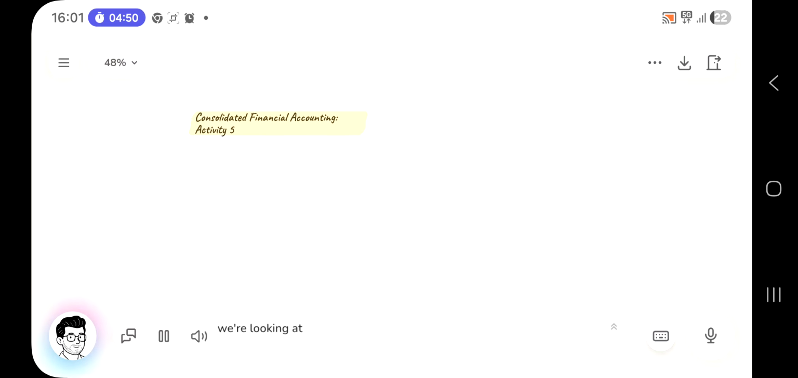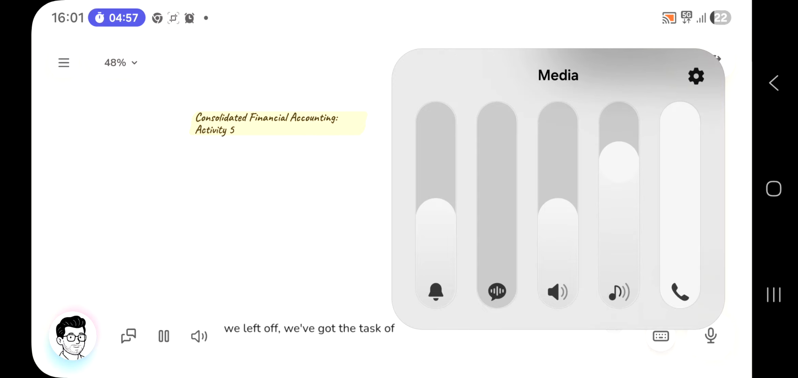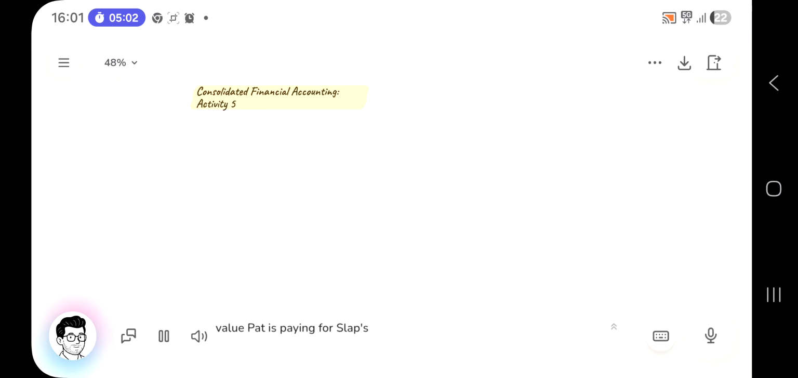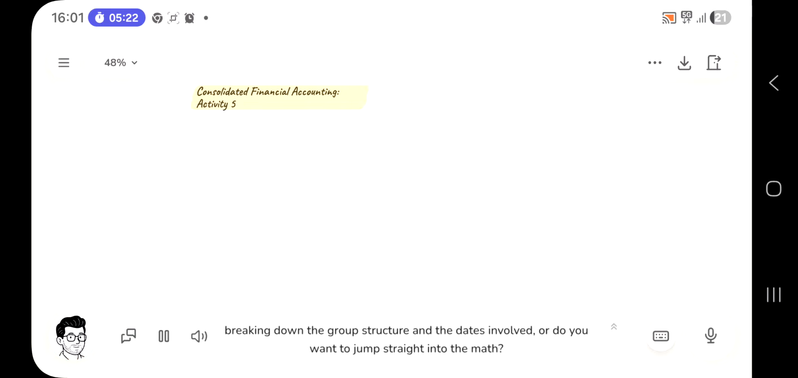So, we're looking at that goodwill calculation for Pat and Slap. From where we left off, we've got the task of figuring out exactly how much extra value Pat is paying for Slap's business. Based on your notes, we need to find the difference between the price paid plus the non-controlling interest and the net assets we're actually getting. Should we start by breaking down the group structure and the dates involved, or do you want to jump straight into the math?